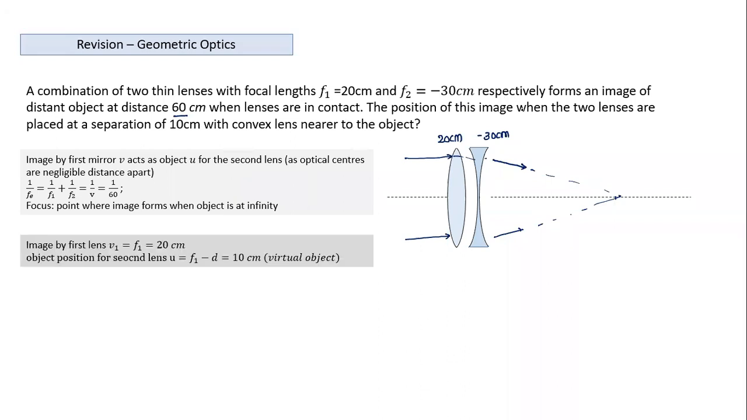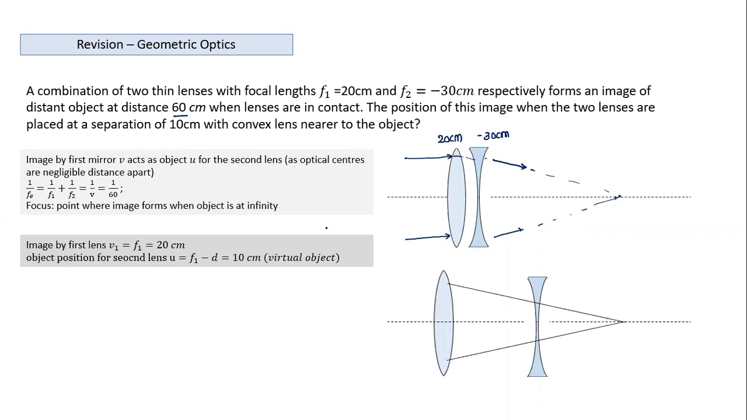Now, what is the second part here? What will be the position of the image when the two lenses are placed at a separation of 10 centimeter? How are those two lenses placed? First, it is refracted through the converging lens, then through the diverging lens. Let's do that part here. First, since the incident rays are parallel on the first lens, the image will form at the focal distance, which is equal to 20 centimeter. v1 is equal to 20 centimeter.